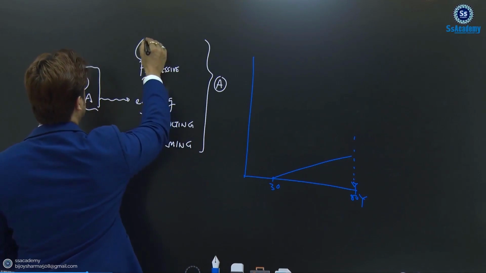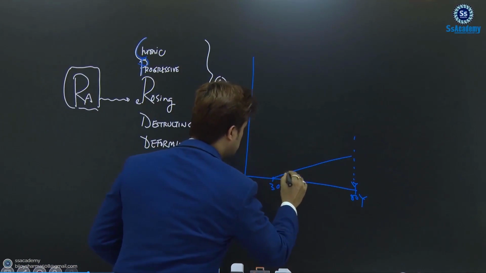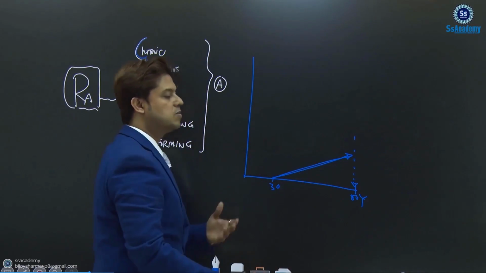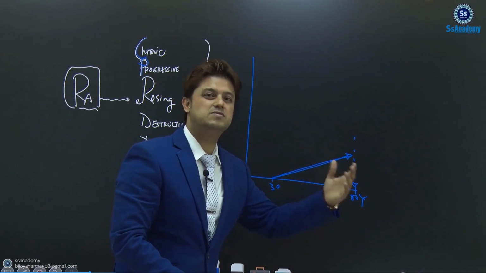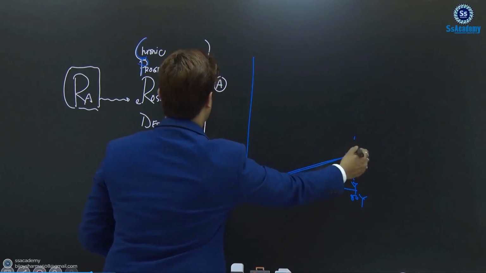And progressive. Next is a progressive disorder. Progressive disorder means it's a progression, my dear. It's a progressive disorder, meaning with each day passing, the disease severity will increase. So this is progressive.